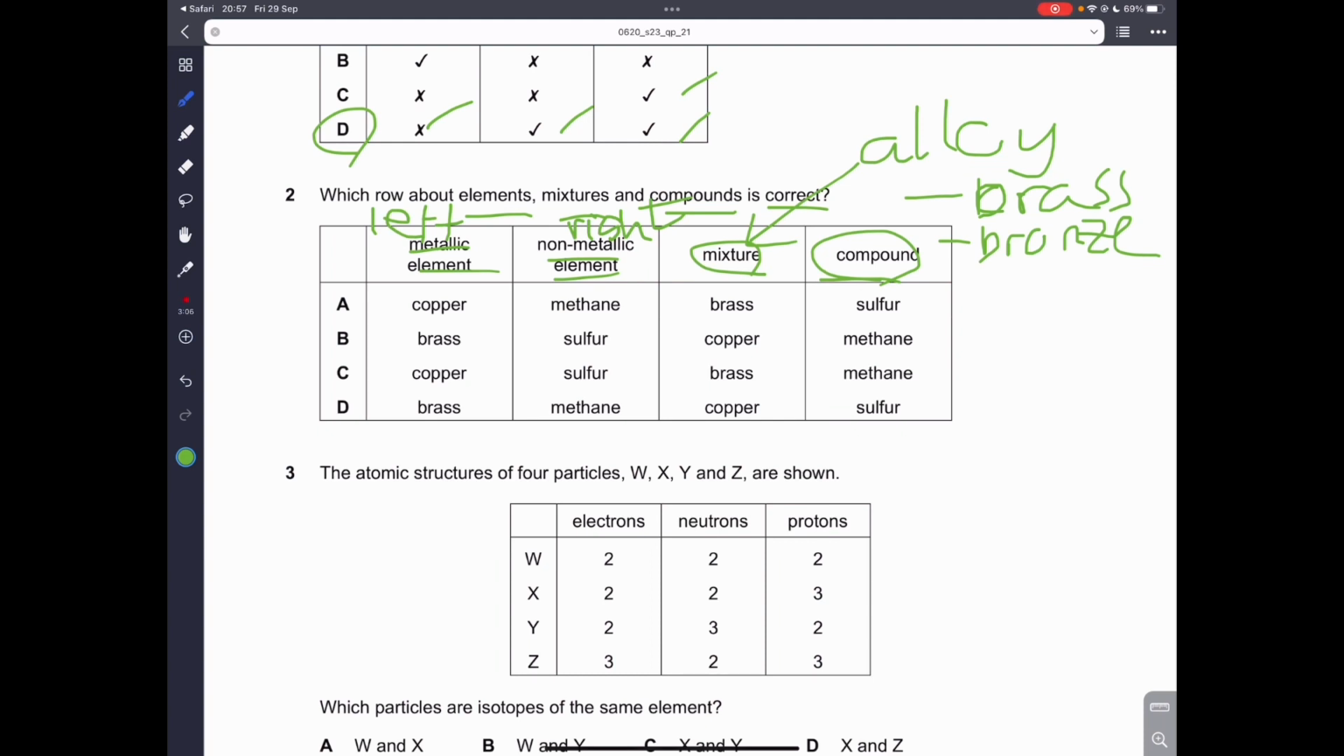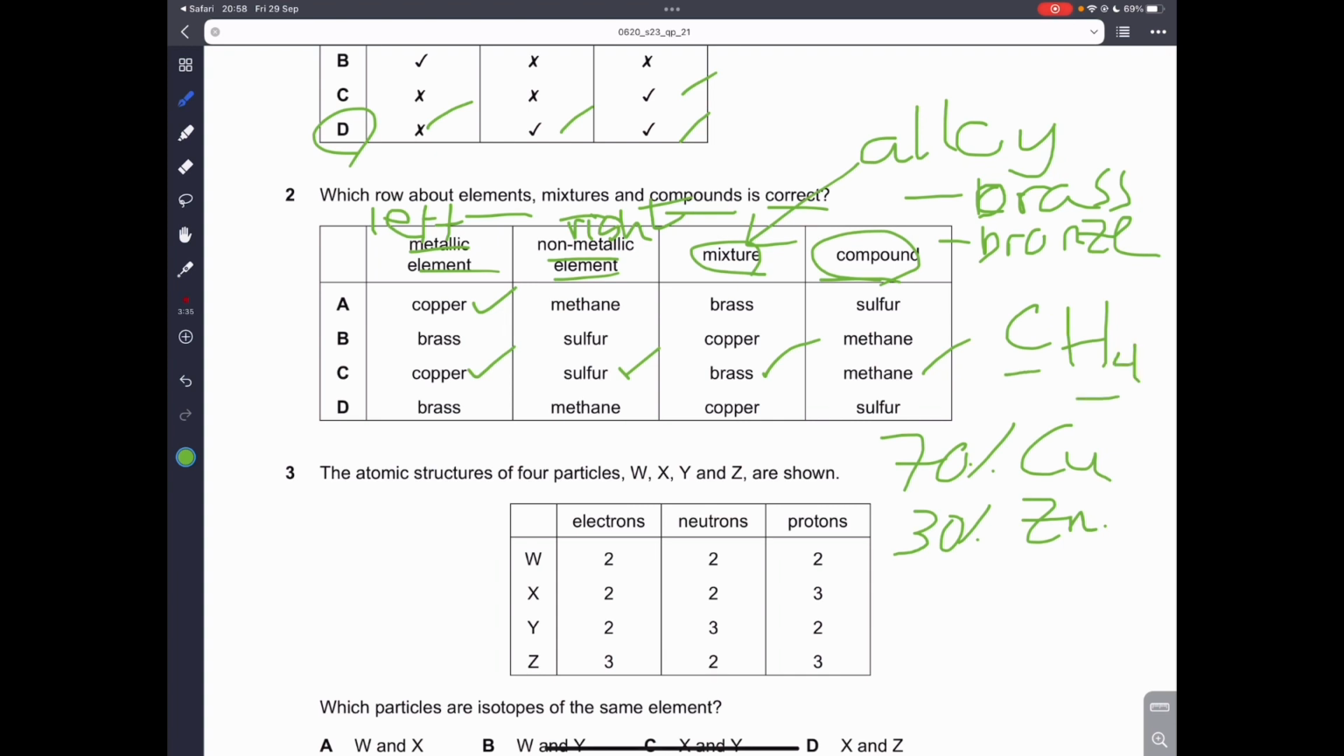It's called a compound. So the metallic element has to be copper. The non-metallic element has to be sulfur. A mixture could only be brass because brass is an alloy. Brass is made out of 70% copper and 30% zinc. So the compound is going to be methane because it is made up of carbon atoms and hydrogen atoms. So C is the correct answer.